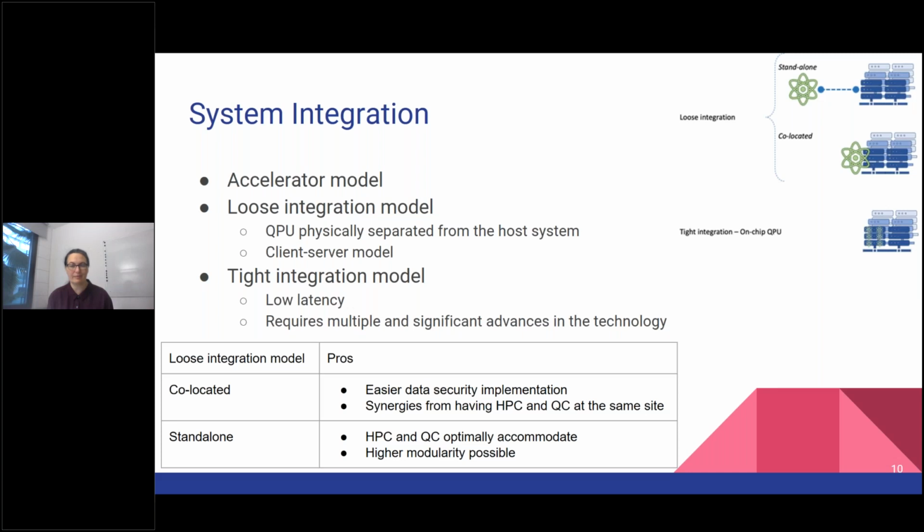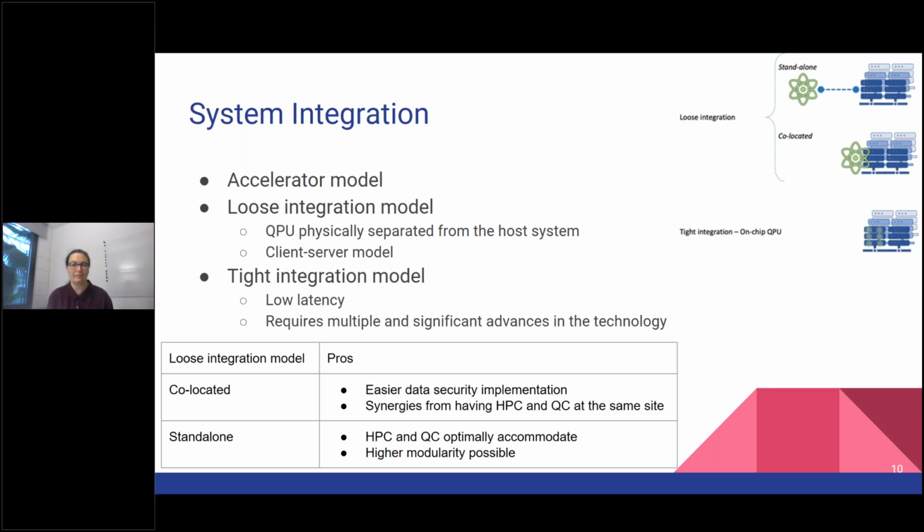And when we look at the different integration models, we identify two big categories: the loose integration model and the tight integration model. I'll start with the loose integration model. The loose integration model means that we have the classical system and the quantum system not directly connected together, but communicating through a network or communication channel. And here again, we identify two different models, the standalone and the co-located.